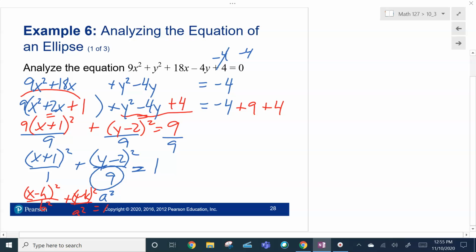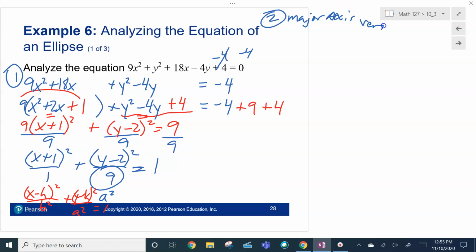Let's start writing some information that we know. So here was number 1, we completed the square, so we have it in the form that we need it in. Number 2, our major axis is vertical, because we got that bigger number right there under the y portion that's squared.